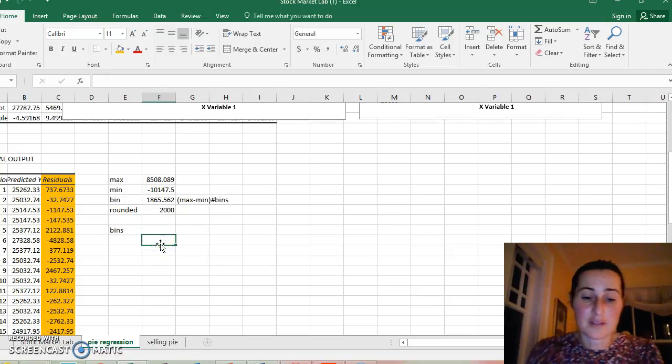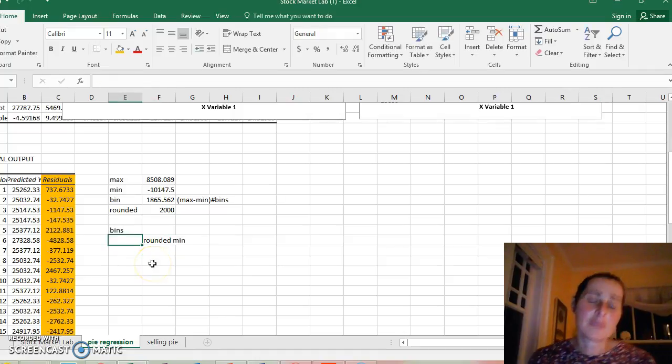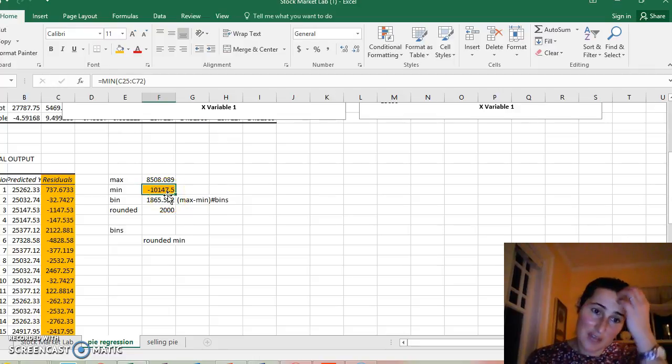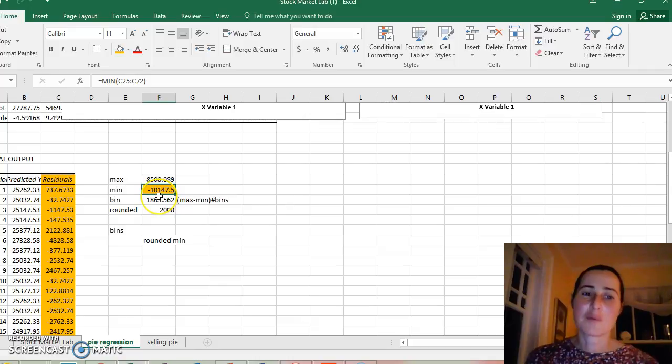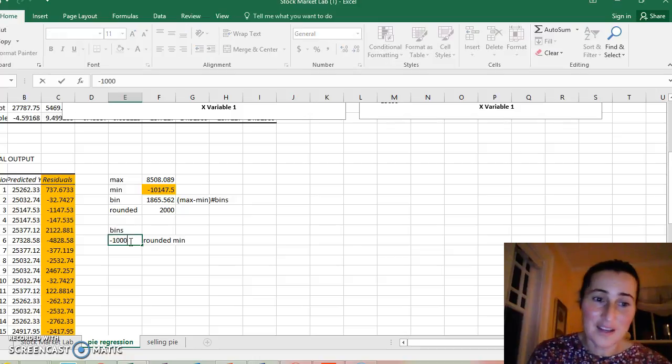Now I'm going to go to the bins. The first bin is going to be my rounded minimum. The rounded min is your minimum, which is right here, okay? And it's got to be something this or smaller. Now, the natural thing to say is, awesome, let's make it negative 10,000. But remember, with negative numbers, negative 10,000 is actually bigger than this. So I'm going to actually go for negative 11,000 because that is slightly smaller than my min.